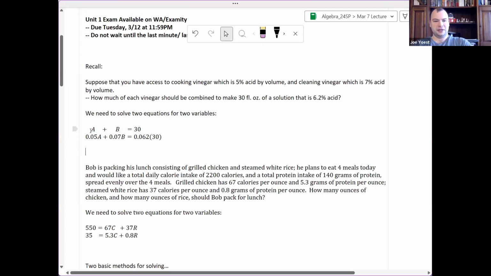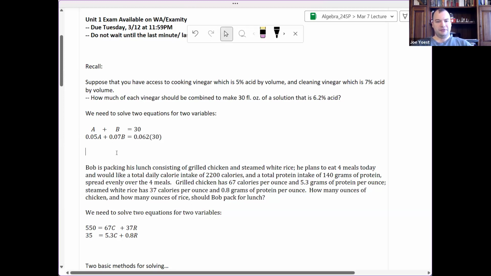I needed to find A and B, the number of fluid ounces of the cooking vinegar and of the cleaning vinegar, respectively, such that A plus B is 30, the sum of the two volumes is 30, the total volume that I want, and such that the acidity combines the right way, that 0.05 times the amount of cooking vinegar plus 0.07 times the amount of cleaning vinegar equals 0.062, the desired acidity, times the total volume, the total amount of 30 fluid ounces.